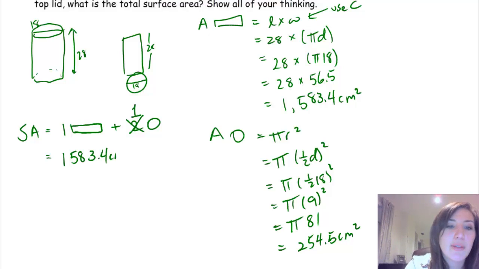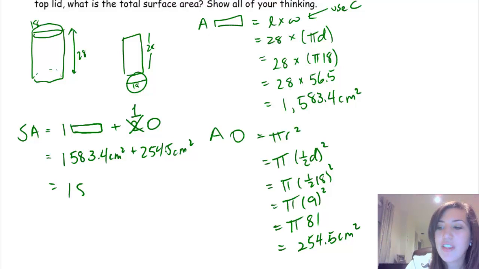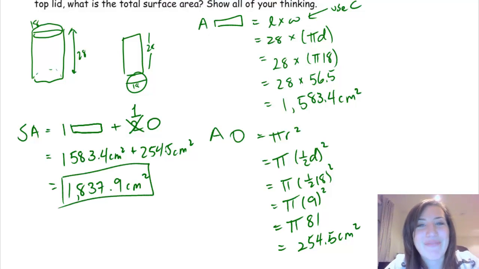1,583.4 centimeters squared plus 254.5 centimeters squared gives us a large surface area of 1,837.9 centimeters squared. A nice big candy bucket to store all of your candy. Alright, that is how you calculate the surface area of a cylinder. Be prepared to practice this more in class next day.